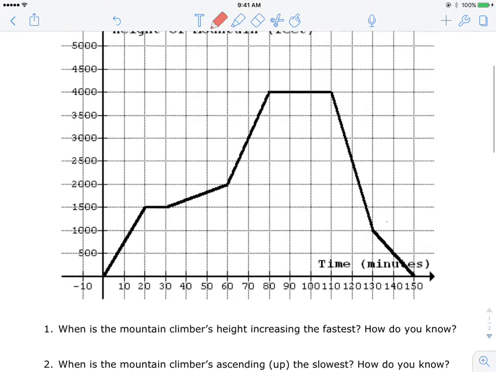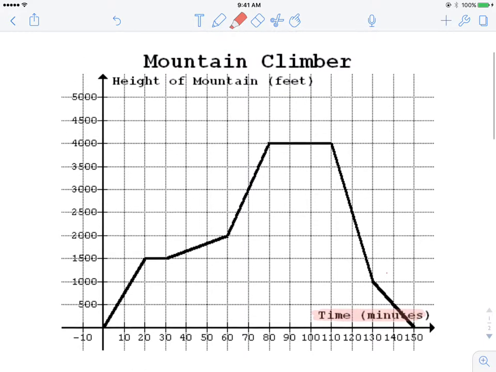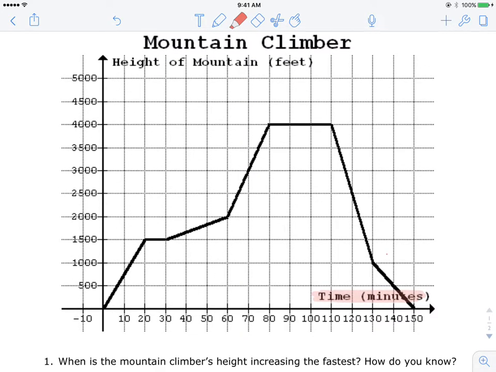Okay, well the fastest would mean that, as time is passing, and remember time is the x-axis, his vertical change is going to be the steepest. It looks pretty steep right here, and right here, and also right here. Now we can cross this one off because it says increasing. His height is not increasing at that point, it's decreasing because we're going back down the mountain here. But in these two spots, we've got some good increasing happening.